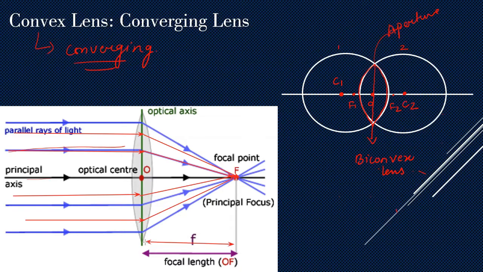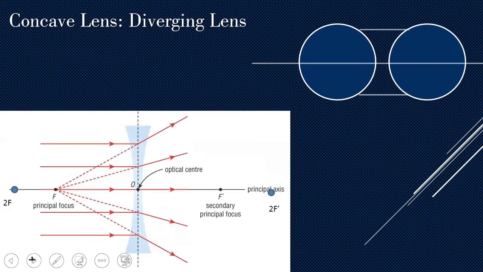Moving ahead, we will study how your concave lens is made. Okay, so now imagine these two spheres. When this spherical surface and this spherical surface of another sphere are attached to each other like this, we get a concave lens.